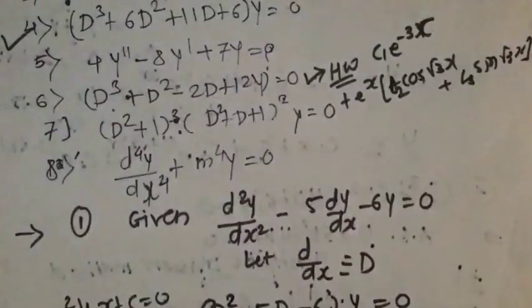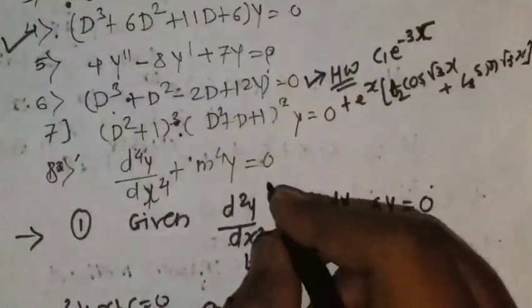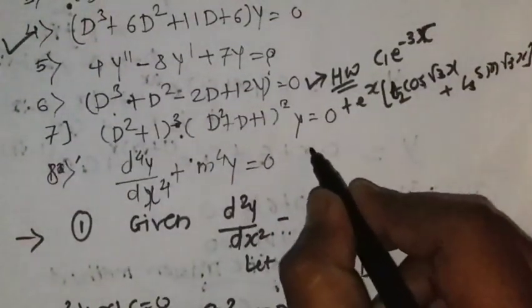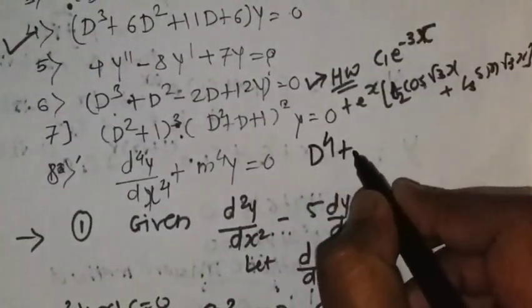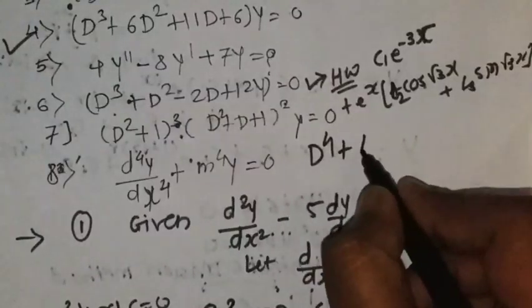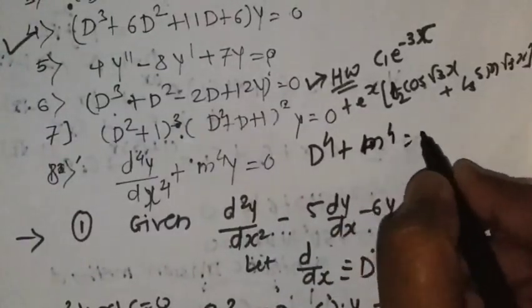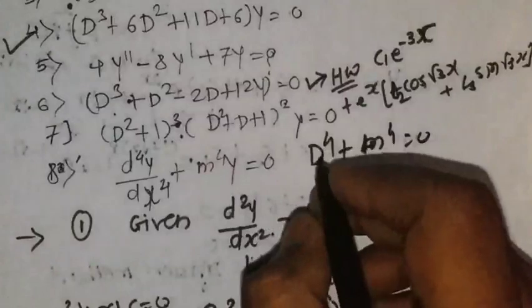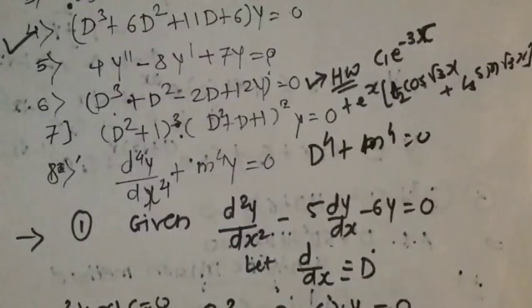Now the last one is d raised to 4 y by dx raised to 4 plus m raised to 4 y equal to 0. The auxiliary equation is D raised to 4 plus m raised to 4 equal to 0. Try to factorize this polynomial at home. You will get 4 roots and all of them will be imaginary. Try to get these roots. If you have any kind of doubt, you can ask me in the comment box.